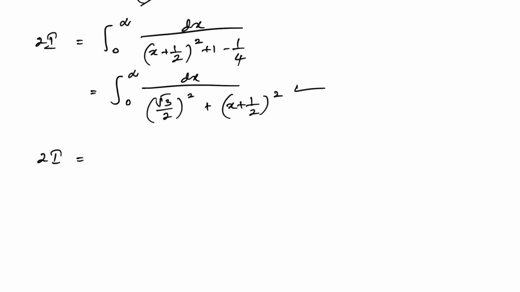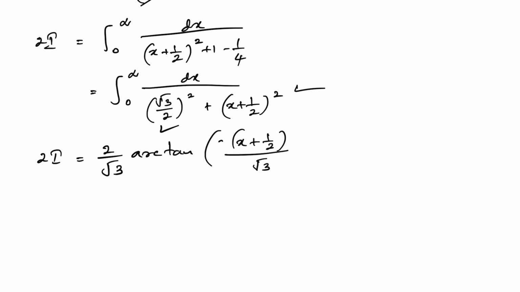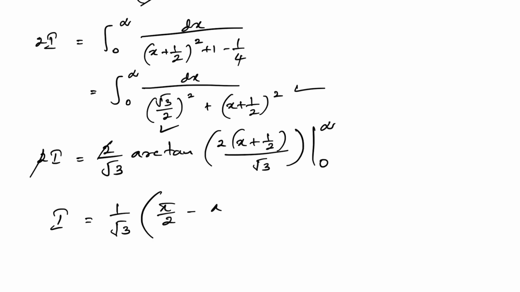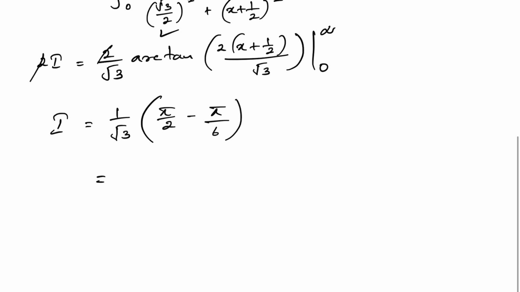Well, now we know this integral is simply arctan, so 2 times I is equal to, with 1 over a equal to 2 over the square root of 3, 2 over square root of 3 times arctan of x plus 1 half over the square root of 3 over 2, with limits from 0 to infinity. Now these two get cancelled and I is equal to 1 over square root of 3 times, if we plug in infinity, arctan of infinity, pi over 2 minus pi over 6, so pi over 3... then we have 5 over 6.